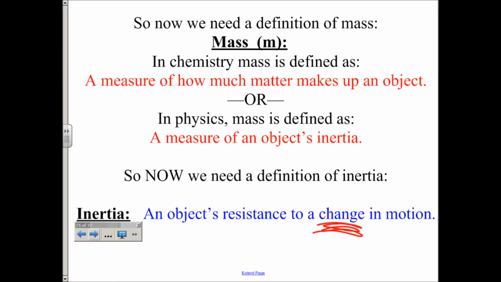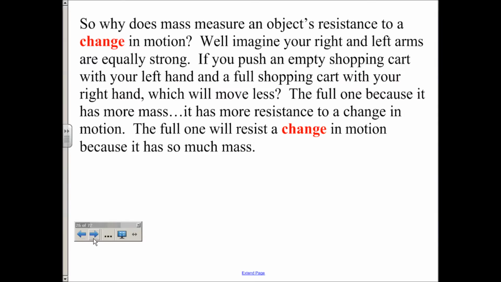All right, so it's probably easiest to do by way of an example. Again, in the back of your head, I want you to keep in mind that in physics, we're saying that an object with more mass has more inertia and vice versa. Okay, and hopefully you have a good idea of what has more mass, right? It's very similar to weight. Not the same thing. We'll learn about that later on. But for now, you can kind of think of it, more mass means more weight. Okay, so why does mass measure an object's resistance to a change in motion?